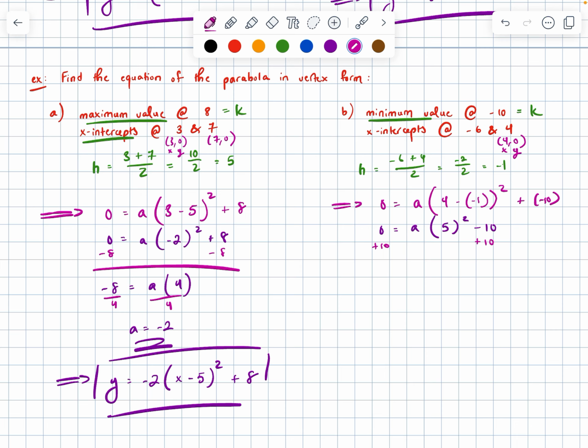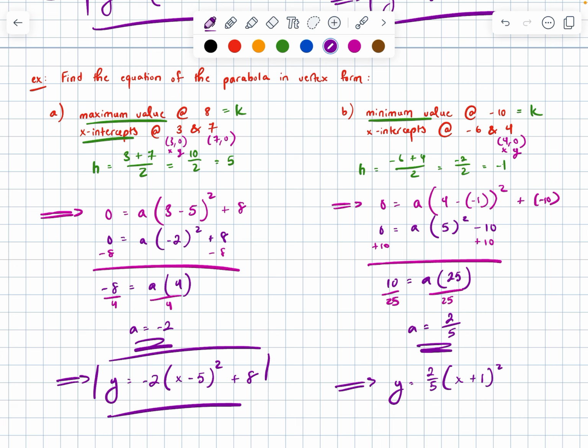minus 10. Adding 10 to both sides here, I can get closer to my goal of isolating a. 10 is going to be equal to a times 5 squared, which is 25. And dividing both sides by 25 reveals that a is equal to 2/5. Taking that and slotting into place, I now know that my equation should be y equals 2/5 for a times the quantity x minus negative 1, which we can write more simply as plus 1 squared, plus negative 10, which we can write more simply as minus 10. Beautiful! There's our first case, given a vertex and a point.